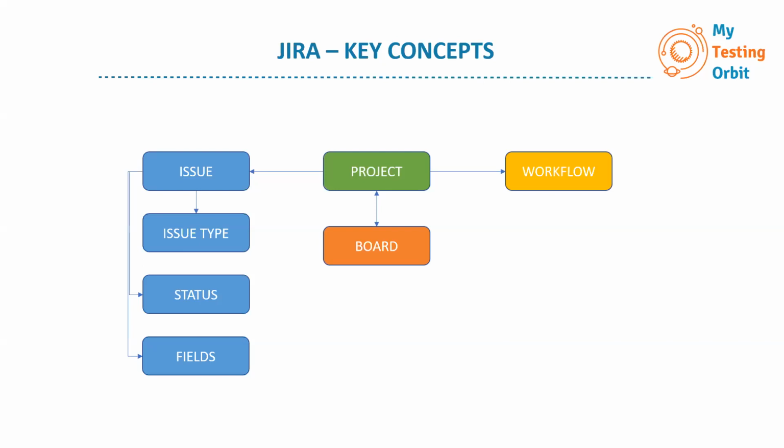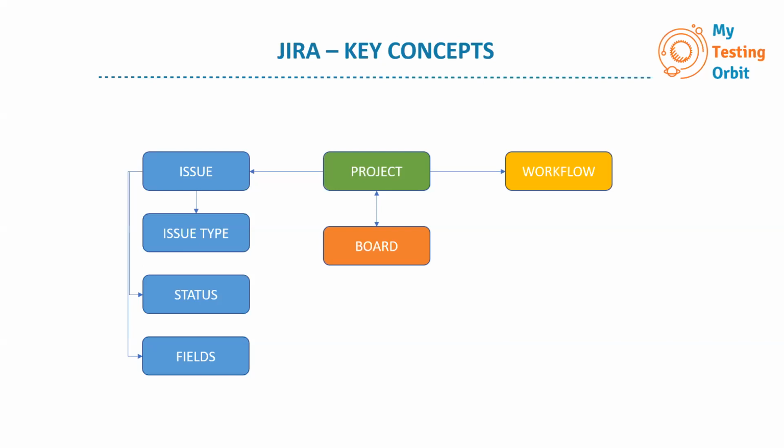They can be different fields, like the priority field of that issue, or whom that issue is assigned to. That can be fields as well. So when we create any specific issue in Jira, there are a few default fields, but there are also some custom fields which we can customize. We can add as many fields based on how we want to use it.